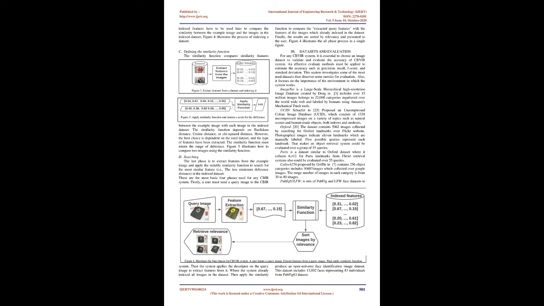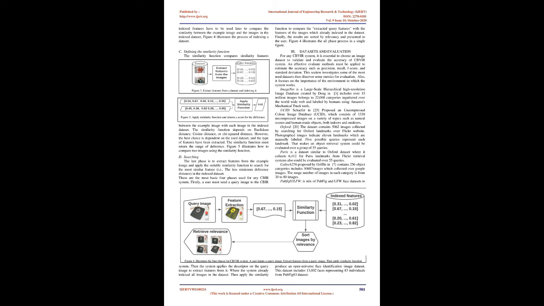Figure 4 illustrates the process of indexing a dataset. C. Defining the similarity function. The similarity function compares similarity features between the example image and each image in the indexed dataset. The similarity function depends on Euclidean distance, cosine distance, or chi-squared distance. However, the best choice depends on the dataset used and the type of features that have been extracted. The similarity function must return the range of difference.